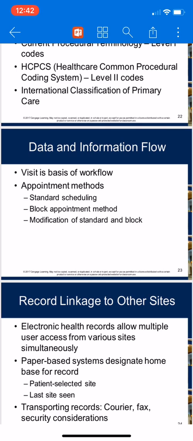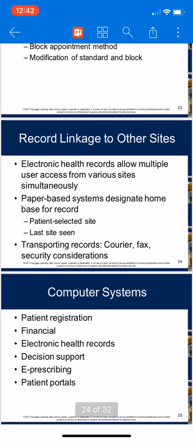All right, switching over, we're going to skip over that section. So again, be sure to read these sections. Again, I'm covering the highlights. We're skipping over to page 103, and we're going to talk about record linkage to other sites.